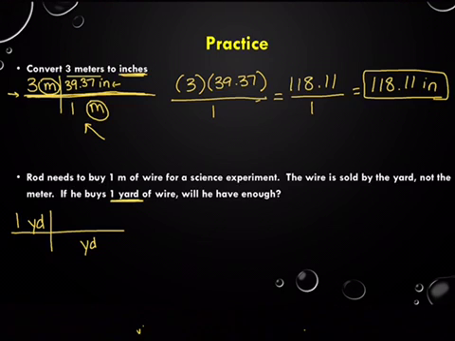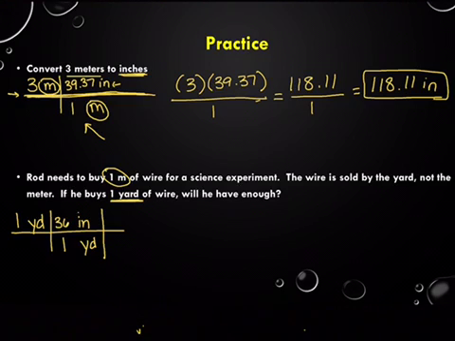So when you look at your sheet, you might see that there isn't a conversion from yards to meters, which is our desired unit up here. But what you will see is you can go from a yard to inches, and I think the sheet tells you that in 1 yard, there's 36 inches.